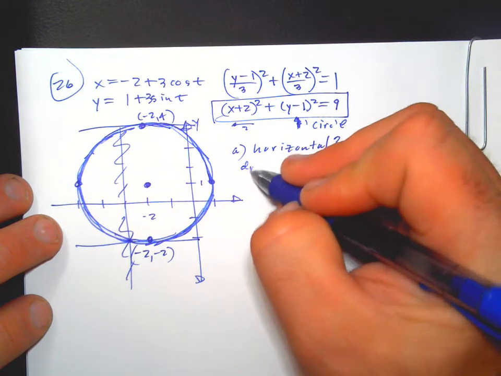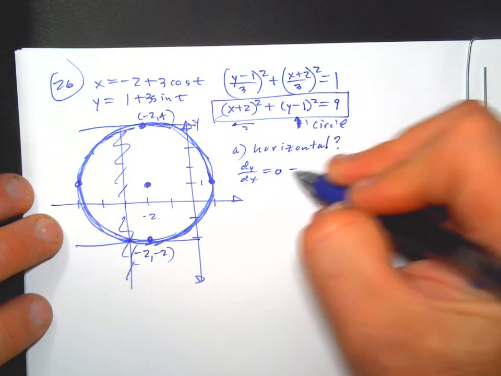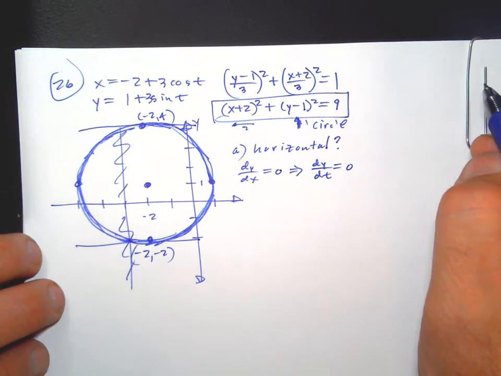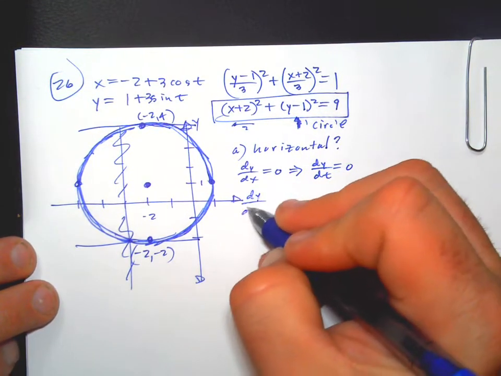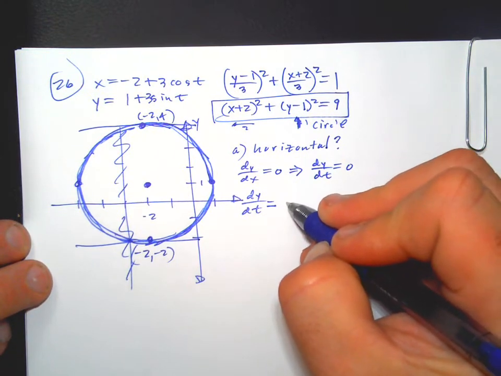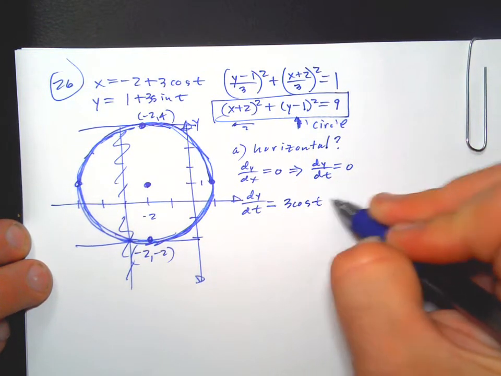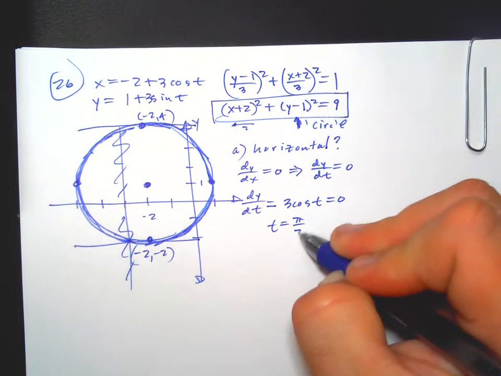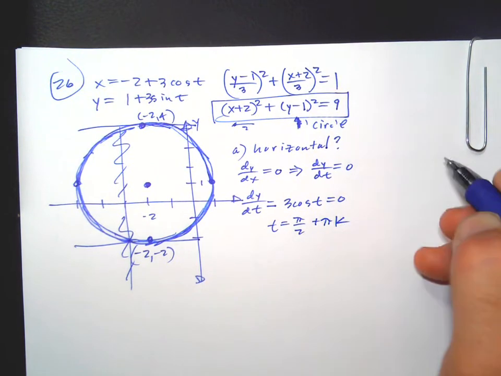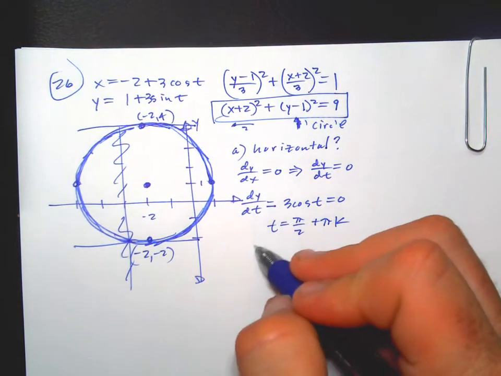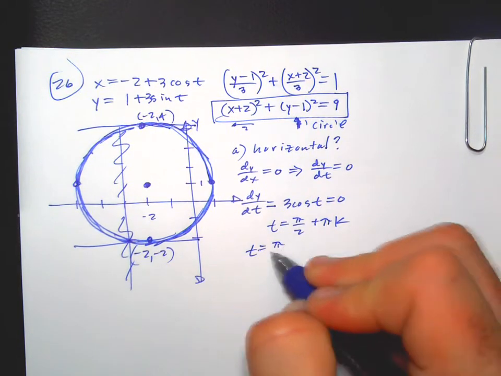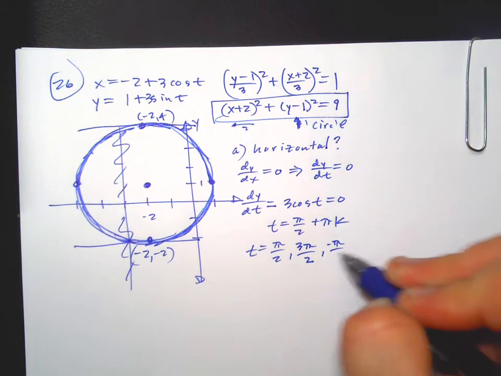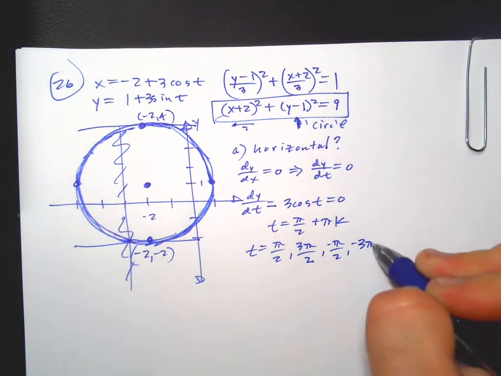So that's going to be when dy/dx is 0. So if the tangent line is horizontal, which is going to happen when dy/dt equals 0. So dy/dt is 3 cosine t equals 0. So that's going to be pi over 2 plus pi k. Now, so we can get pi over 2, 3 pi over 2, negative pi over 2, negative 3 pi over 2. But these answers are just going to start repeating themselves.